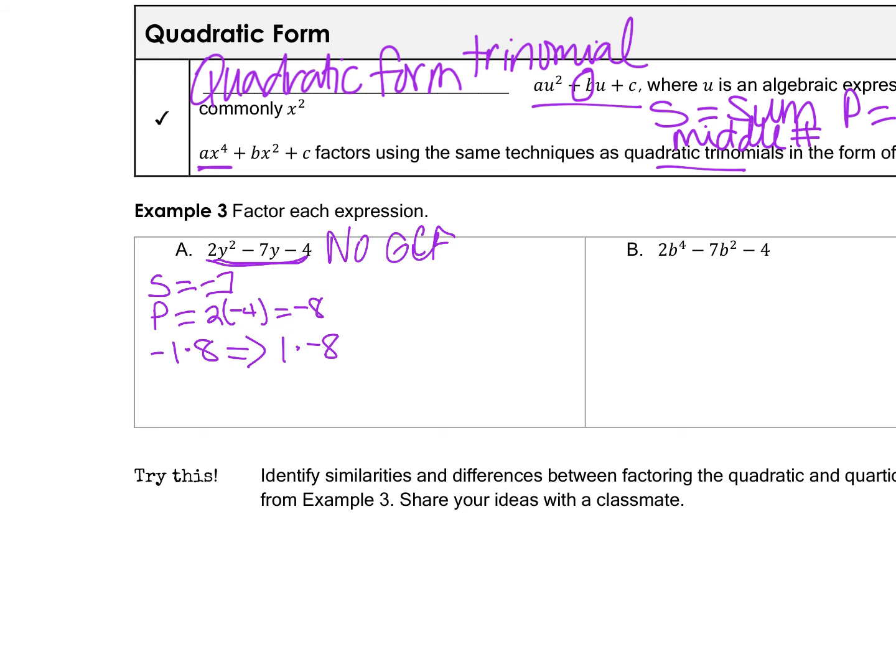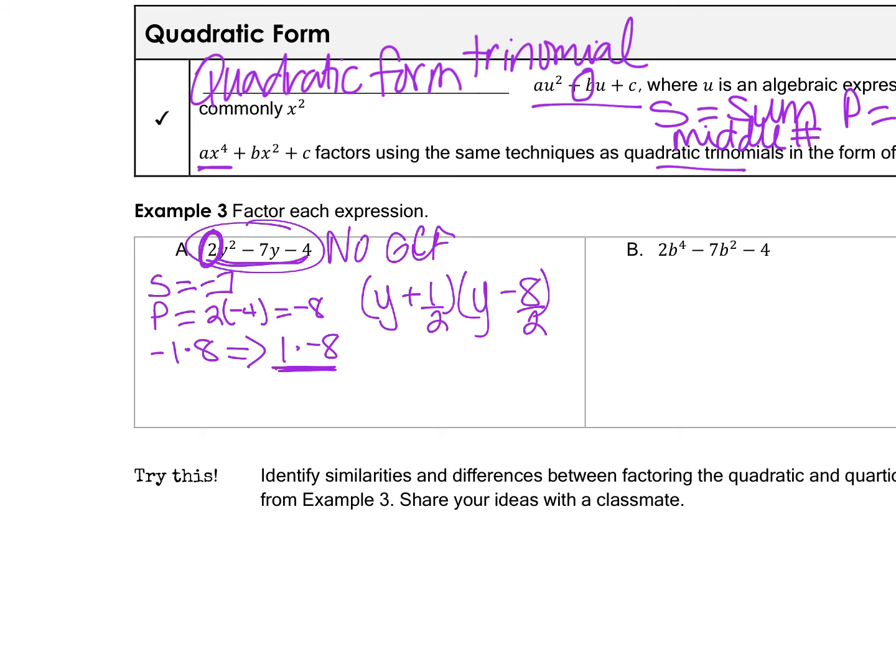Anytime I'm using sum and product, I'm going to set up two binomials. I have my variable y, because that's what this problem is calling for, and I'm going to use these two numbers that I found. So I'm going to add a 1 and subtract an 8. It does not matter which one. Now, remember when you factor, you want it to equal the original. This does not equal my original. Anytime I have a coefficient in front of y squared, I need to divide it. So I need to divide both of those by 2.